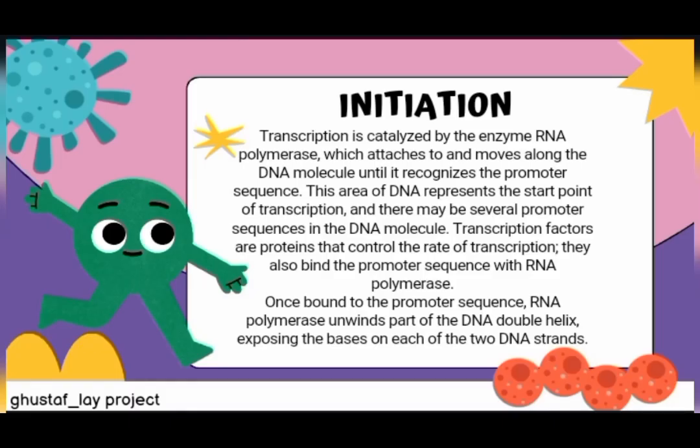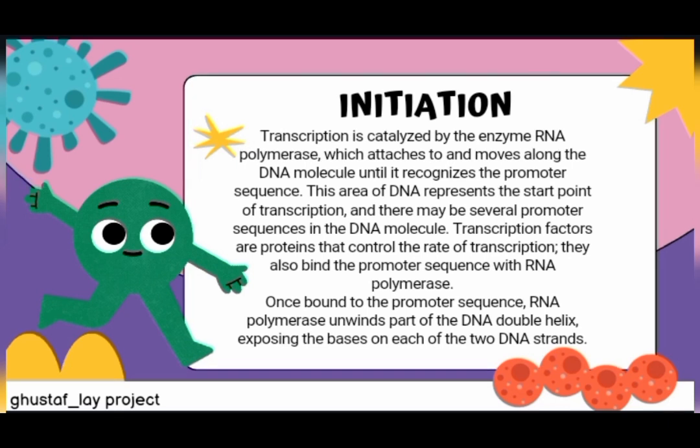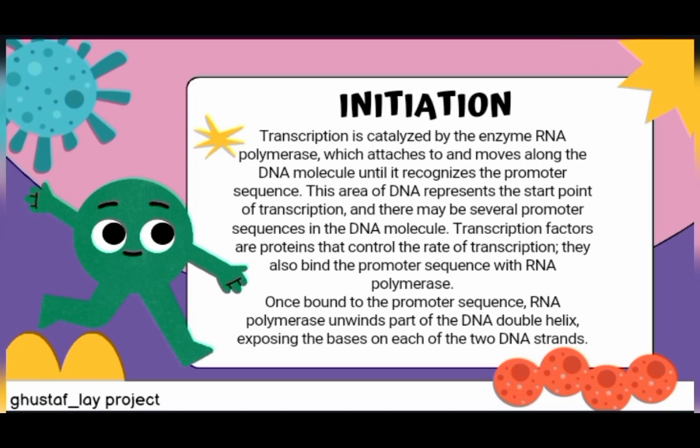Initiation. Transcription is catalyzed by the enzyme RNA polymerase, which attaches to and moves along the DNA molecule until it recognizes the promoter sequence. This area of DNA represents the start point of transcription, and there may be several promoter sequences in a DNA molecule. Transcription factors are proteins that control the rate of transcription. They also bind to the promoter sequence with RNA polymerase. Once bound to the promoter sequence, RNA polymerase unwinds part of the DNA double helix, exposing the bases on each of the two DNA strands.